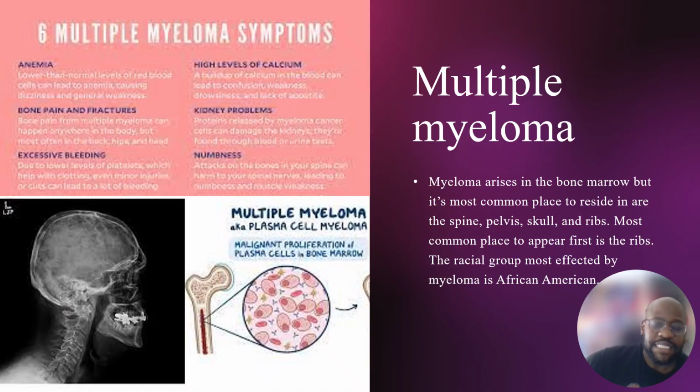Multiple myelomas. This is always tough because it happens in young people, and in real ways, radiation is just palliative in this type of treatment. This arises in the bone marrow, but most commonly resides in the area of the spine, pelvis, and skull. It most commonly arises in the first rib, and the group mostly affected by this is African Americans. This is always tough to watch, man, because you see it all over their body.